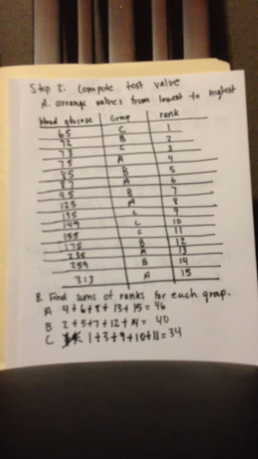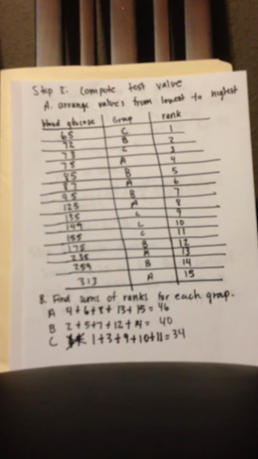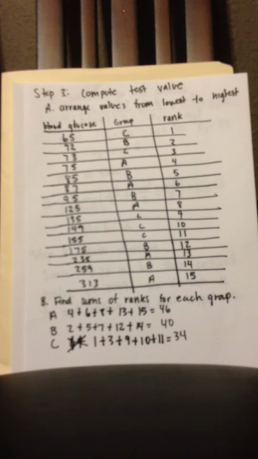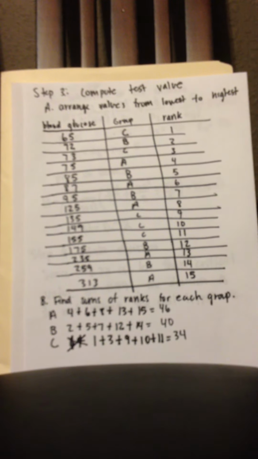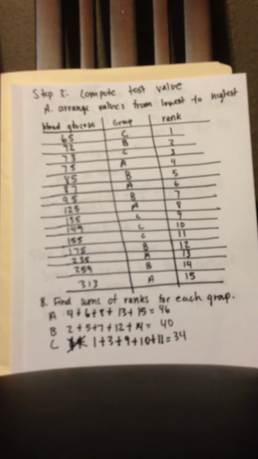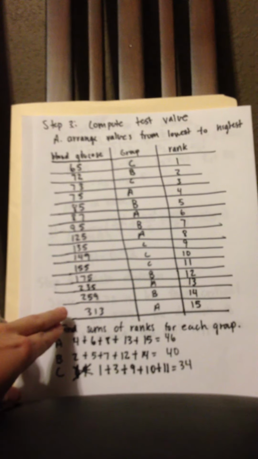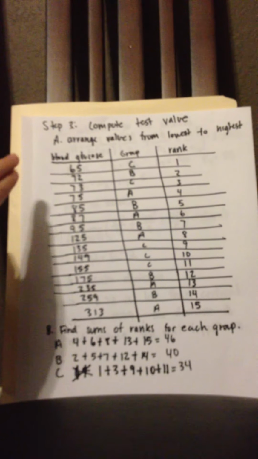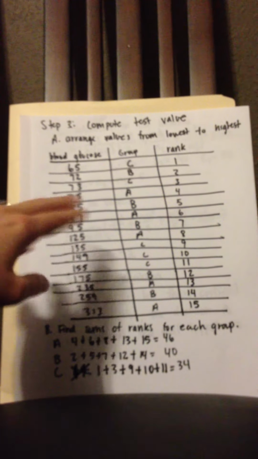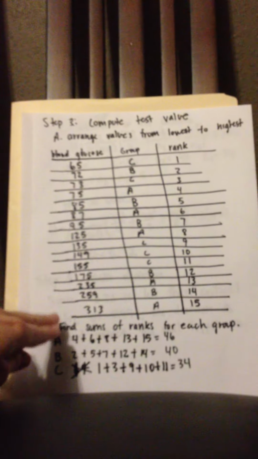Step 3. We have to compute the test value. The first step in computing the test value for a Kruskal-Wallis problem is you have to arrange the values from lowest to highest and rank them. So I went through here and put all the values that we had in the problem, and I ranked them 1, 2, 3, 4 depending on where they fell and what group they were in. That's important in a Kruskal-Wallis test.